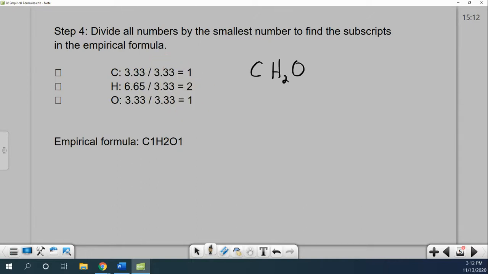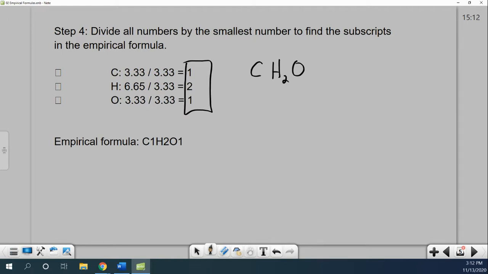In order to actually solve it, what you do is you find which one of these is your smallest number. In our case, it's 3.33. You divide everything by that smallest number. 3.33 divided by 3.33 gives me 1. 6.65 divided by 3.33 gives me basically 2 after I round it. 3.33 gives me 1 again. And those numbers are your coefficients.